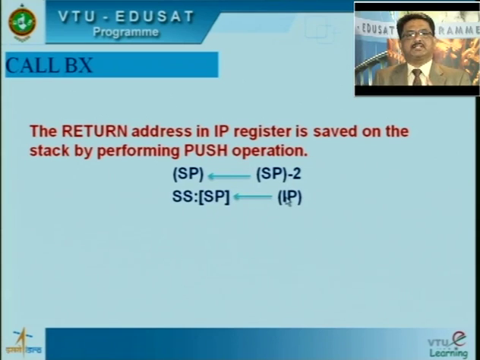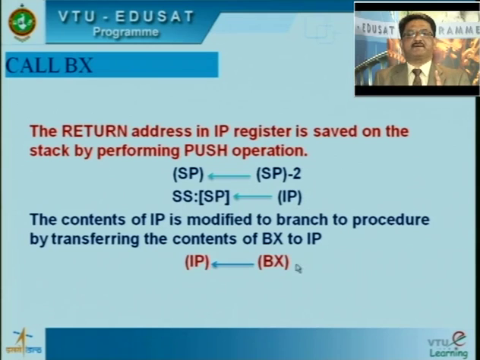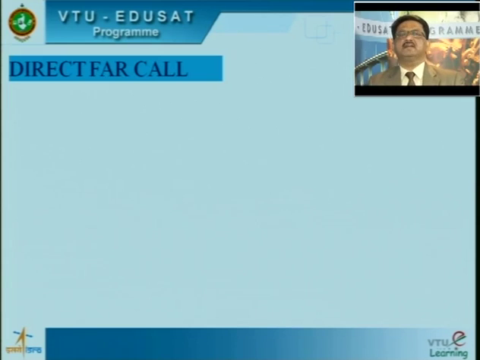To push the current content of IP onto the stack, SP, which points to the top of the stack, gets decremented by 2, and then IP is pushed. Now IP will be loaded with the address specified in the BX register, because here I am specifying the target procedure address using BX. So the contents of BX will be copied to IP. IP will point to the new location at which your procedure starts, and the processor will start executing the procedure from that location. Next, let us move on to the far call.